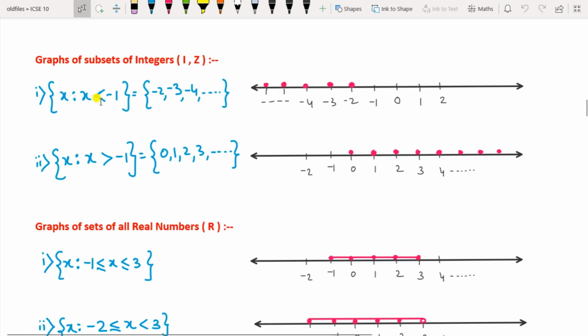So while it is a negative number and x is less than -1, you have to go to the left-hand side when it is less than. So -2, -3, -4 and so on will be the solution for this solution set. If your solution set is x greater than -1, greater than means you have to go to the right-hand side of the number line, to the positive side. So greater than -1 will be 0, 1, 2, 3, 4 and so on.